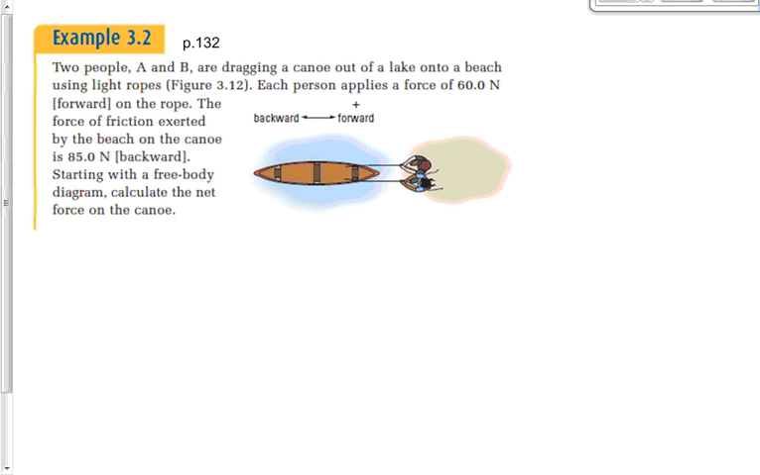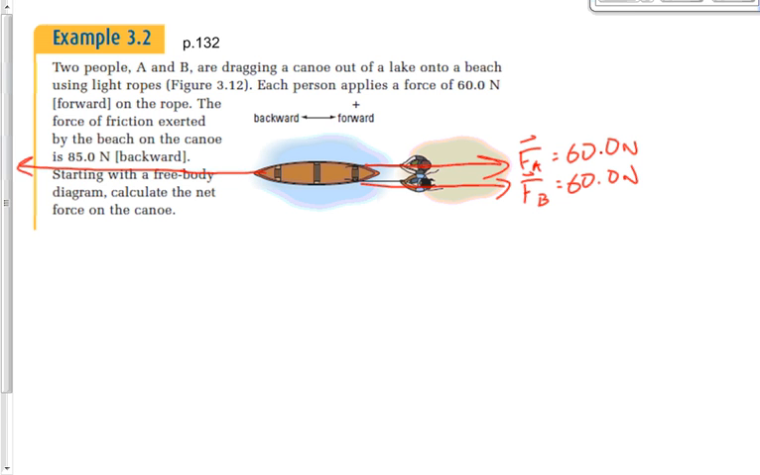Each person applies a force of 60 newtons to the right, and there's a force of friction of 85 newtons backwards. So we're going to say FA is 60 newtons, FB is 60 newtons, and we're going to draw a force of friction back this way that's a little bit longer than the 60 newtons because it's 85 newtons. We're going to call that FF.